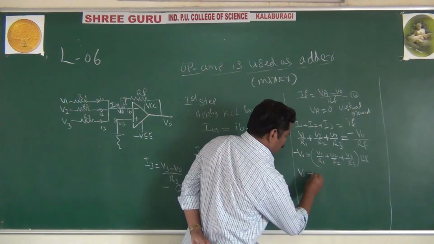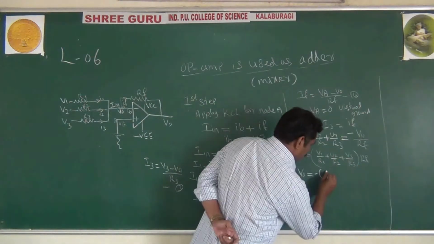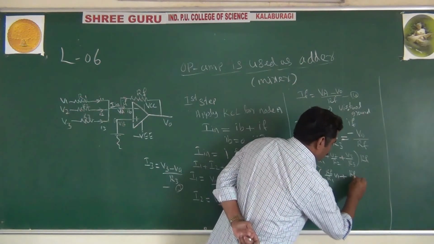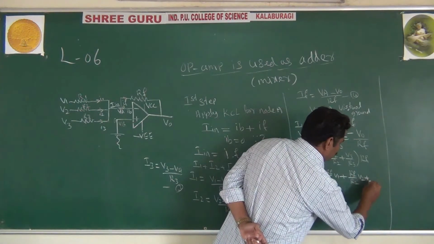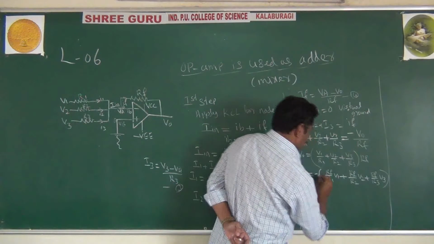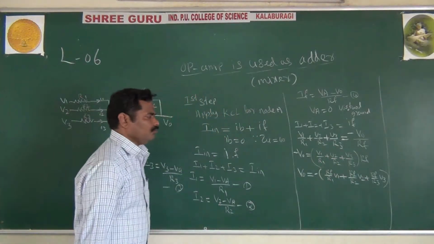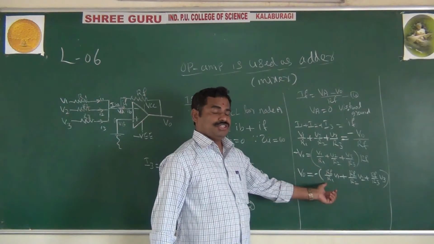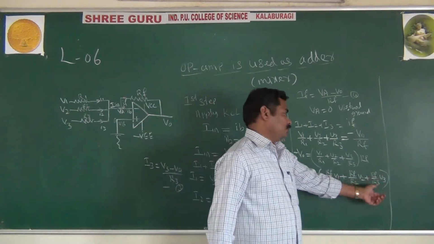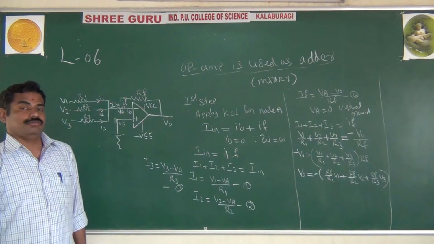V0 equals minus, and you take RF inside. That becomes RF by R1 into V1 plus RF by R2 into V2 plus RF by R3 into V3. This is the only simplification. As you know, RF by R1 is nothing but the voltage gain for the V1 input, RF by R2 is the voltage gain for V2, and RF by R3 is the voltage gain for V3, because you are considering the inverting mode. As we know, the voltage gain for an inverting amplifier is minus RF by R.